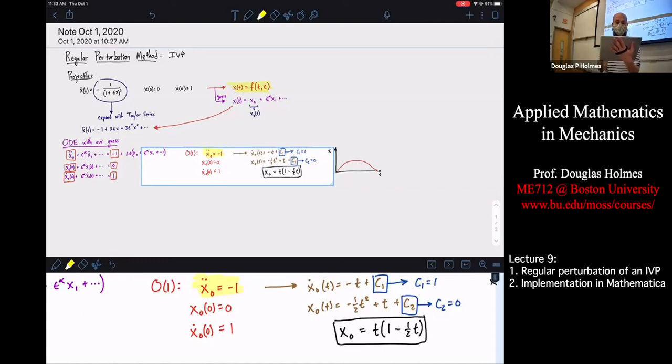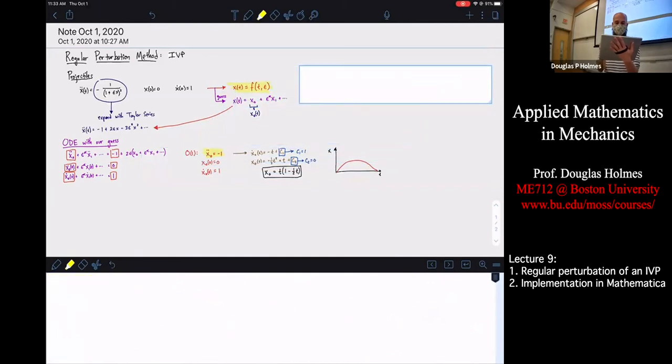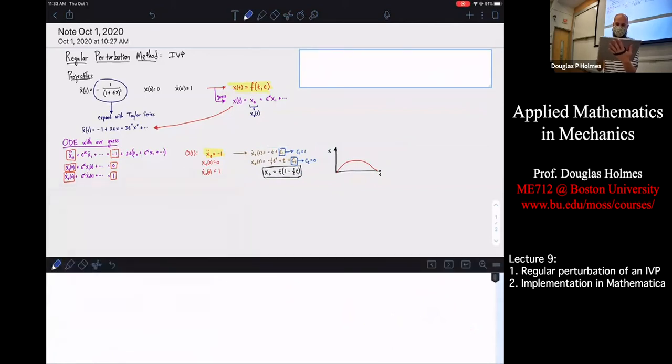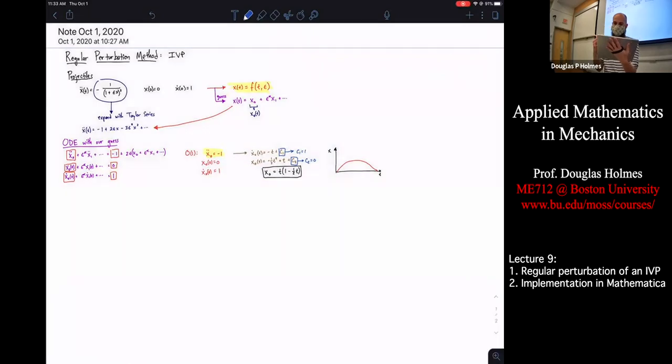And remember, epsilon here is, I'll write it out just for clarity. So let's see here. Let's see how badly I can draw. No, this will be perfect. So there's the Earth.